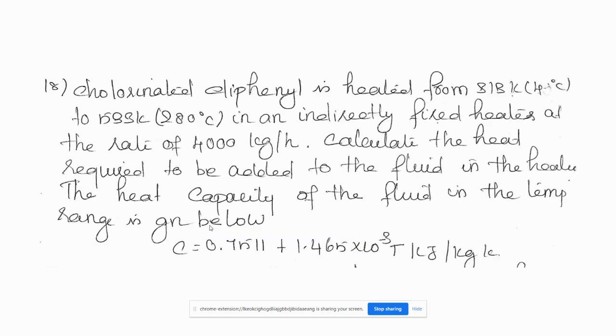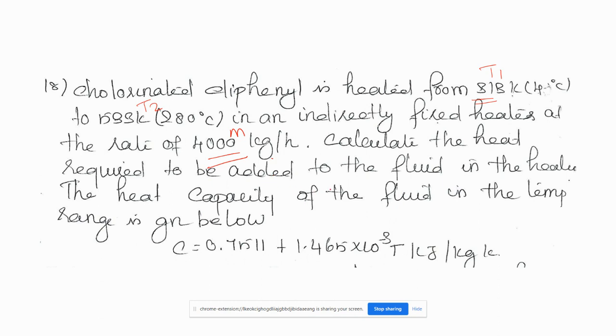And the next problem is, chlorinated diphenyl is heated from 313 Kelvin to 533 Kelvin indirectly. So T1 is this, T2 is this, in an indirectly fired heater at the rate of 4000 kg per hour. Here instead of number of moles, it is given in mass. Calculate the heat required to be added to the fluid in the heating coil.